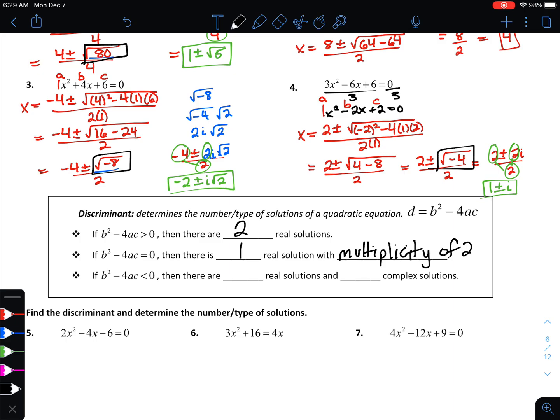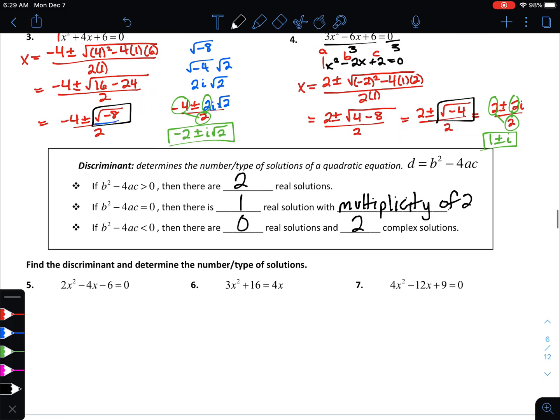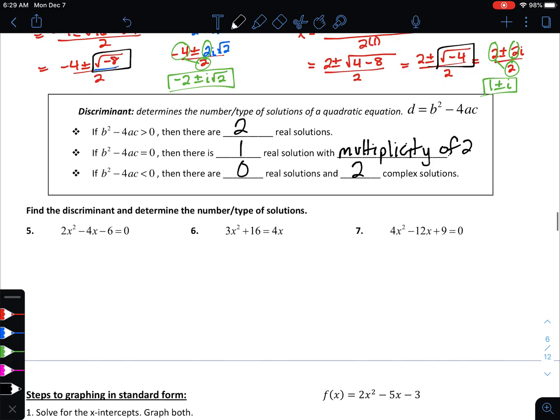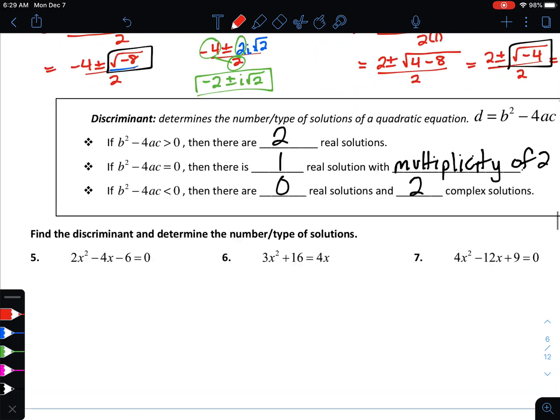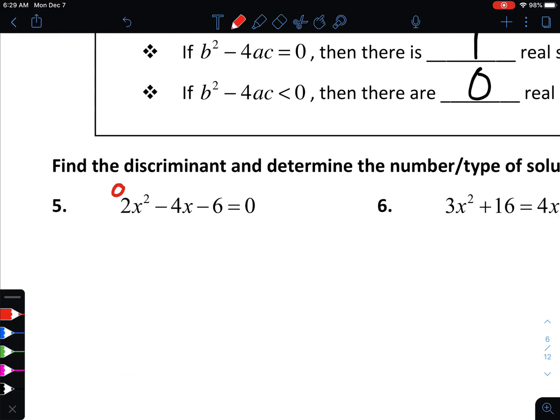Finally, if b squared minus 4ac is less than 0, so our discriminant, our number underneath the radical, is negative, then there are going to be 0 real solutions, but 2 complex solutions instead. So let's do a little bit of practice with our discriminant. On numbers 5, 6, and 7, we're going to find the discriminant and then determine the number and type of solutions. Okay, so on number 5, let's go ahead and identify a, b, and c.